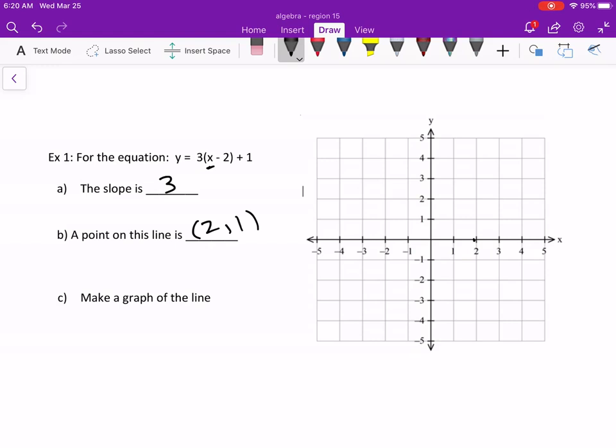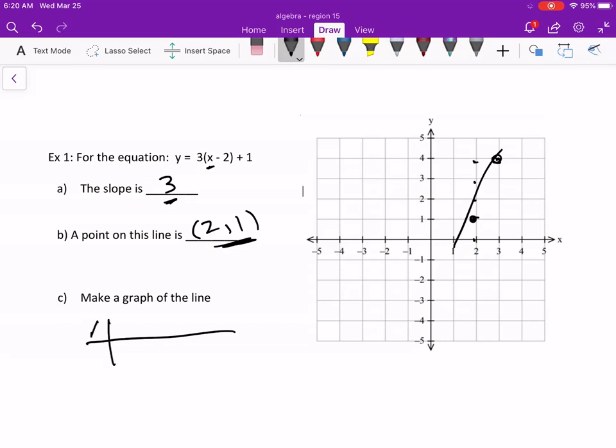If I wanted to make a graph, one option is to plot that point (2, 1) that we got over here. The slope is 3, so that means up 3 over 1, and then I got my line. Probably draw your lines neater than I do.